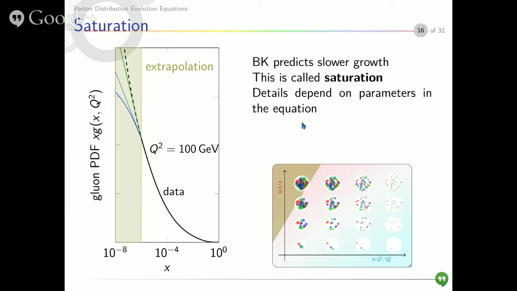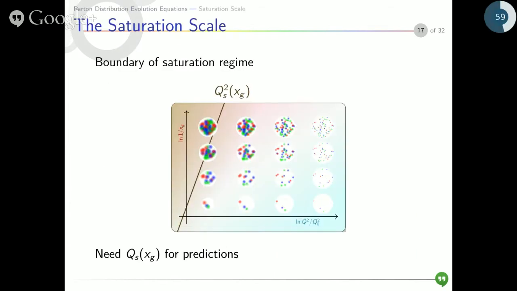The conditions under which the recombination balances out splitting are called saturation, because in a sense the number of gluons is kind of saturated. It reaches a maximum. This has analogues in all sorts of real-world systems. You've probably seen something that acts like this.